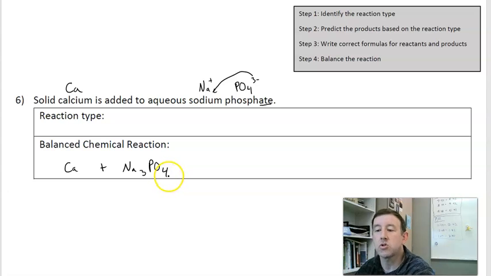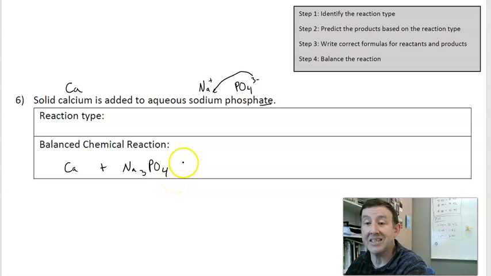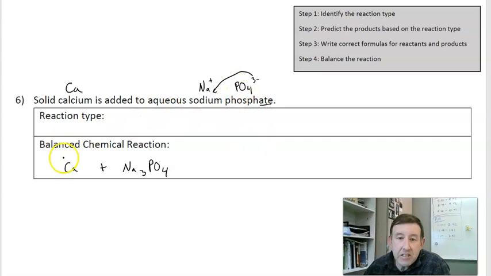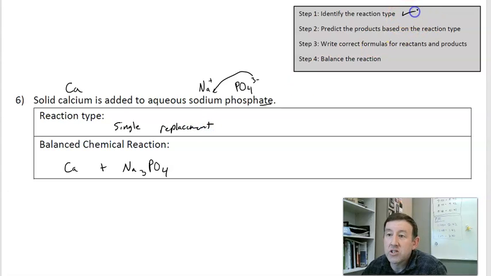Polyatomic ion subscripts don't change without changing what it is. It is sodium phosphate. The 4 oxygens and 1 phosphorus are what make it phosphate. That 4 doesn't change. We only worry about that charge right there, and that's taken care of right there. The 1 brings over, but we don't write 1s in our formulas. All right, now this is clearly a single replacement reaction. Okay, so we've identified our reaction type.